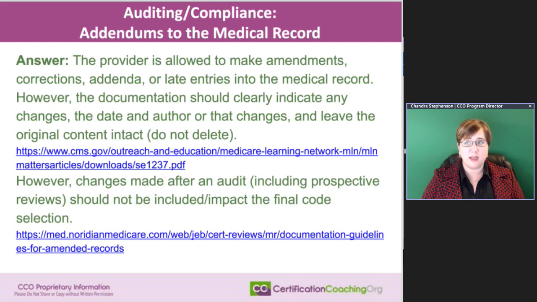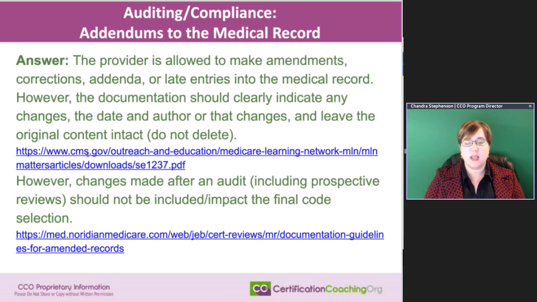The provider is allowed to make any kind of amendment, correction, addenda, or late entry that is needed into the medical record. If they do that, they have to clearly indicate what the change is that they're making, the date, and their identification, the author who's making that change, and we've got to leave the original content intact. That means if we're on a paper record, it's a single strike through so it can still be read. If it's in an electronic medical record, there's got to be a log showing what was struck out, and it can't just be deleted and disappear off of that document.